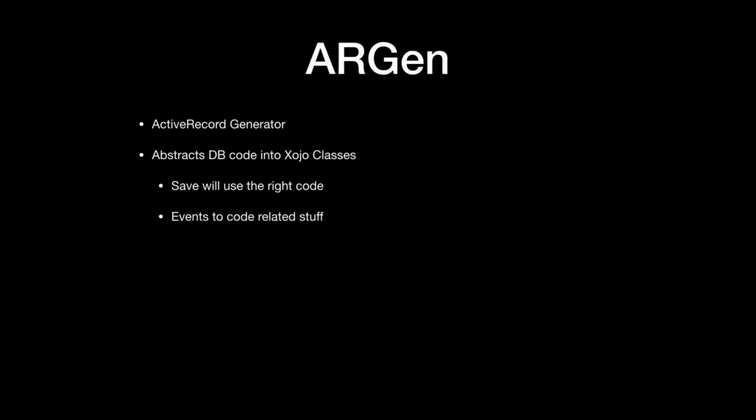But over the course of 7 or 8 years, we created ActiveRecord. And you can still get ActiveRecord on our website, the complete classes, and you can just use it. However, ARGen is our ActiveRecord generator. And essentially what it's doing is it's abstracting database code into Xojo classes. So we have the classes for ActiveRecord, and then for every table and view that are in your database, there would be a corresponding class in Xojo.